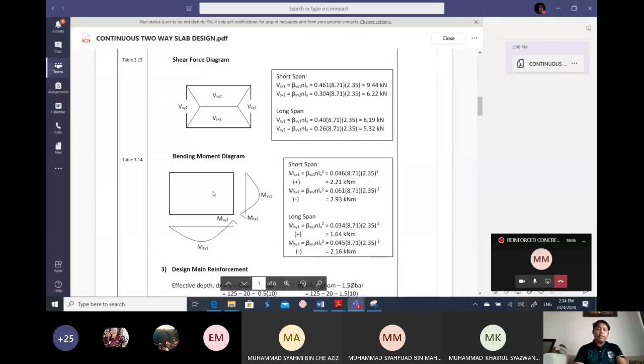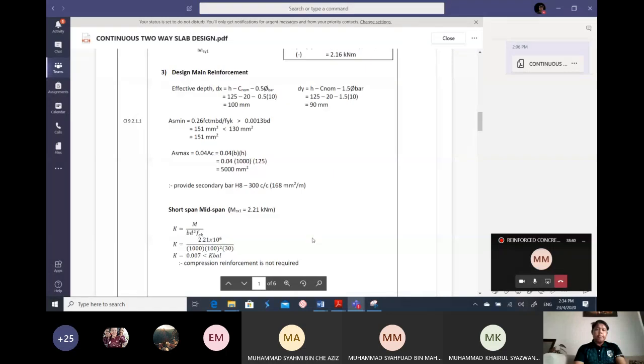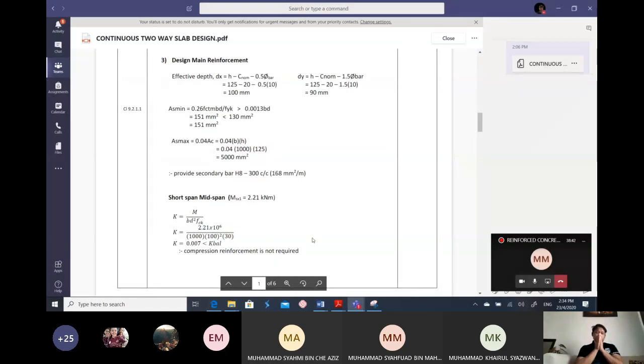So from that, I will have this value. Next is the design of main reinforcement. First, we have to calculate the effective depth. We have two effective depths: the first is due to the short span, dx, and the other is due to the long span, dy. So dx is equal to h minus c nominal minus 0.5 diameter bar. For dy, it is h minus c nominal minus 1.5 diameter bar.